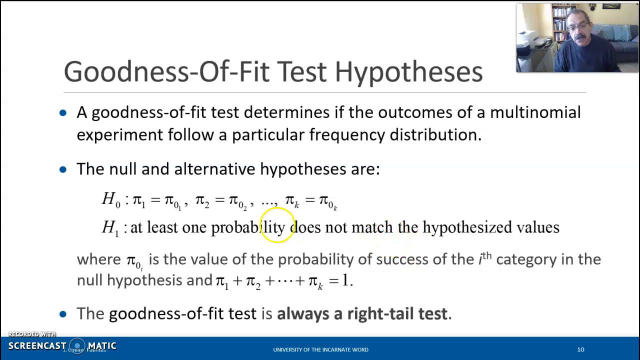The alternative hypothesis is that at least one probability does not match the hypothesized value. And again, the condition is that the sum of these probabilities must be 1. If they do not sum to 1, you do not have a multinomial experiment, and then your test is not valid. Now, one very good thing to remember is that the goodness of fit test is always a right-tailed test. So we have only one direction for the test. That simplifies things.